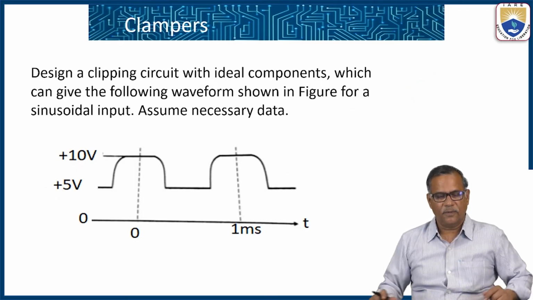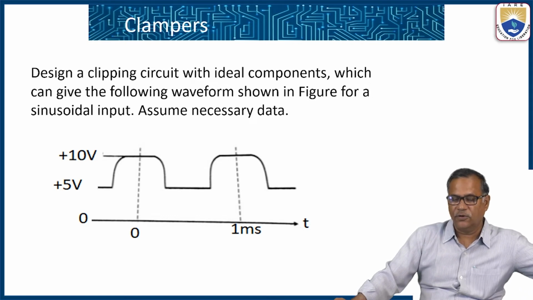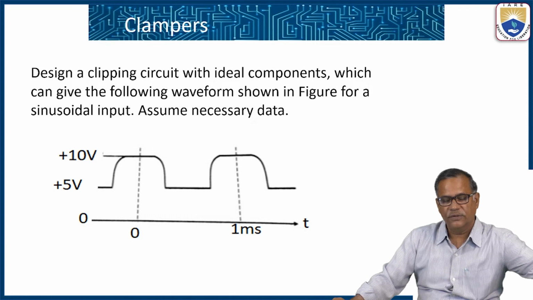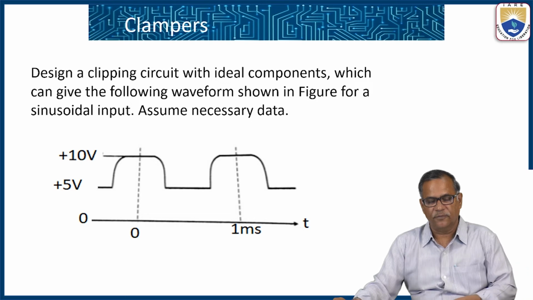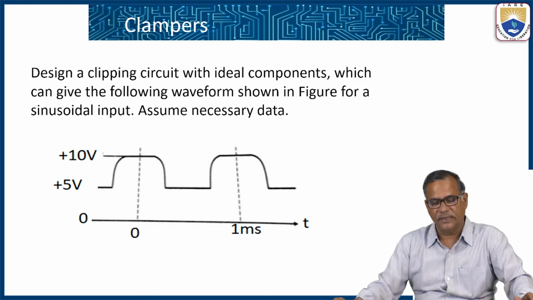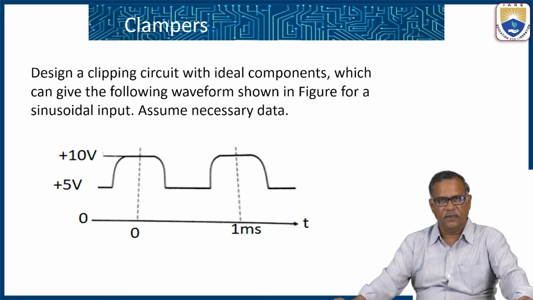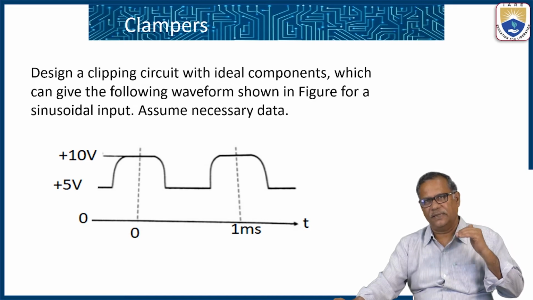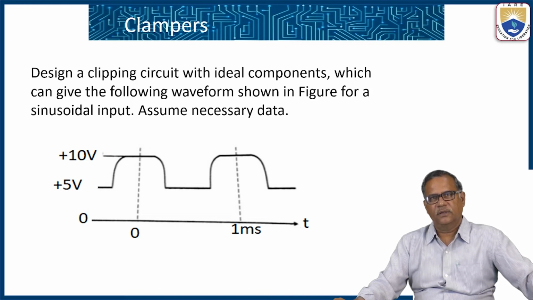Now let us solve this problem. Design a clamp clipping circuit with two ideal components which can give the following waveform shown in the figure for a sinusoidal input, and assume the necessary data. So we have to design a clipping circuit which clips the input sinusoidal signal at two levels, plus 5 volts and plus 10 volts. So we have to design this clipping circuit which clips at 2 points.